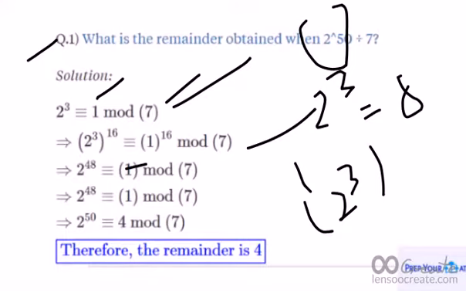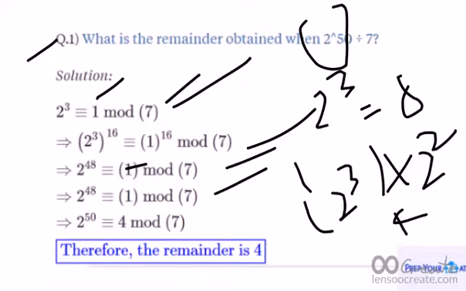Therefore, we get 2 raised to 48 is congruent to 1 mod 7. Since we need 2 raised to 50 but we have 2 raised to 48, multiplying both sides by 2 squared, we get 2 raised to 50 congruent to 4 mod 7. 2 squared is 4. 4 is less than 7, therefore it cannot be divided further. Therefore, the remainder is 4.